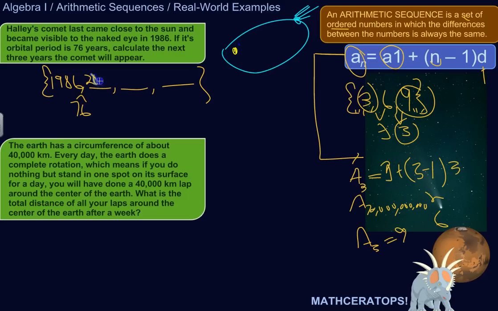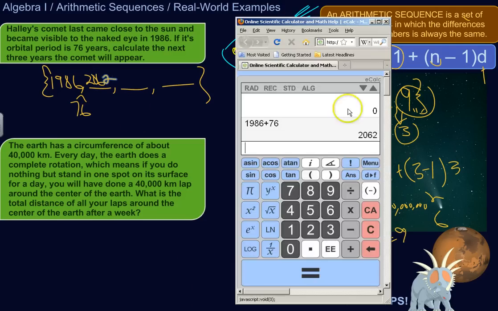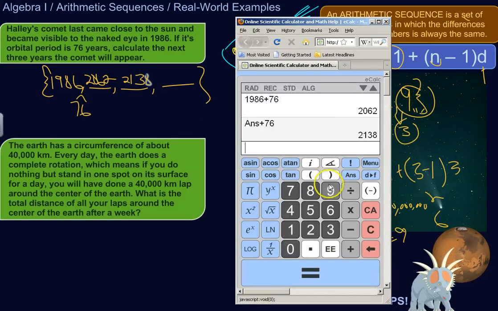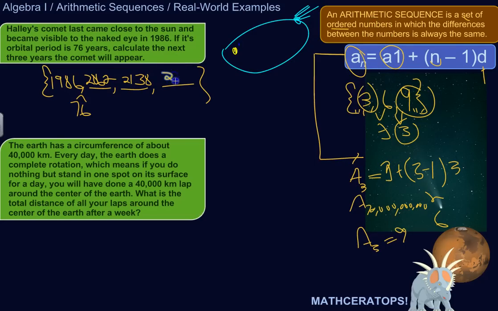So 2062. If it did not blow up, we should see it roughly in 2062. Plus 76 is 2138. We'll all be goners by then. Actually, I don't know. Maybe this lesson will be seen 100 years from now. Wouldn't that be great? And then plus 76 is 2214. I feel like I should write a sci-fi novel called 2214. Anyway, those will be the next 3 years.